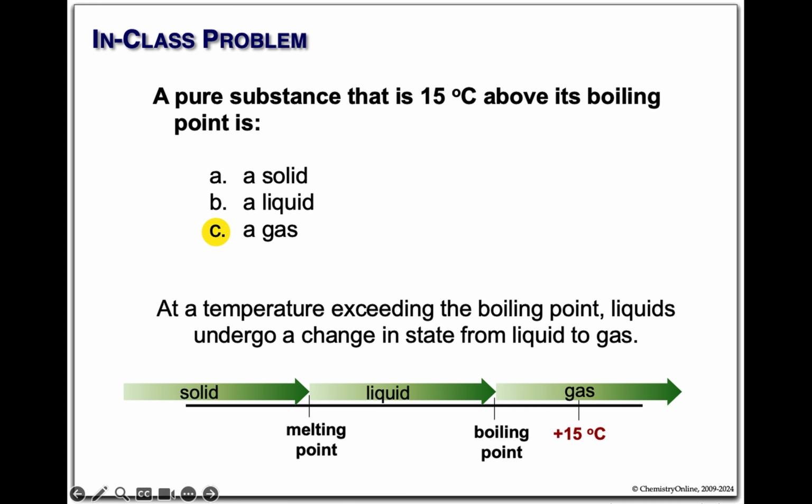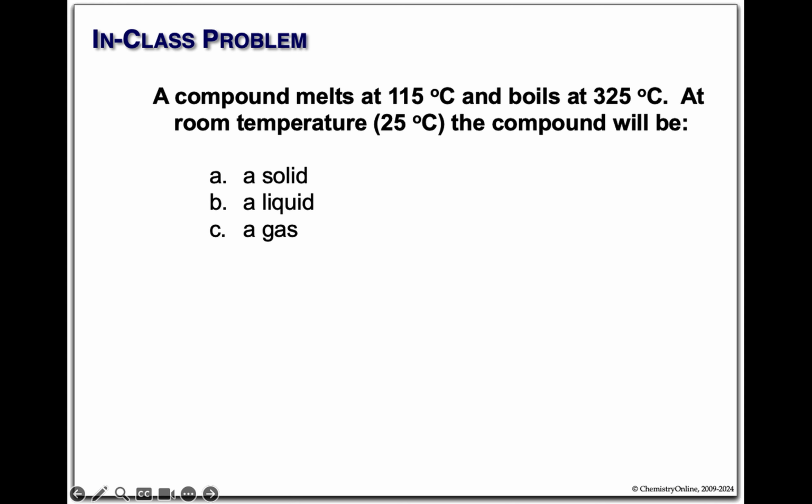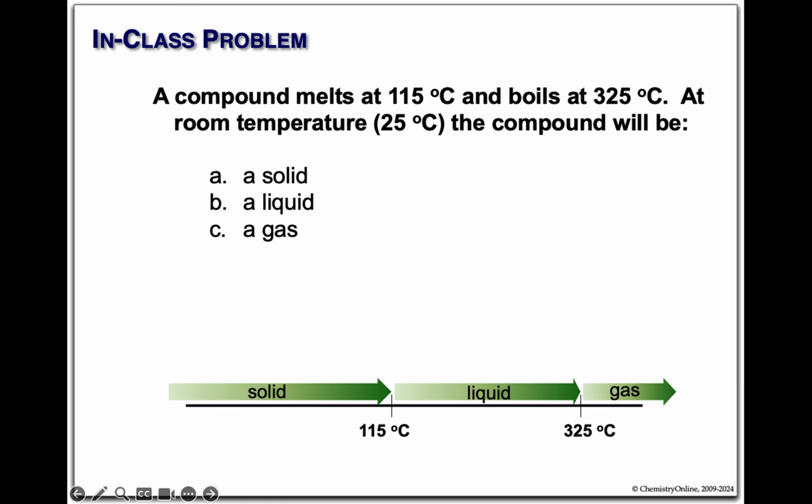Another one. Melts at 115, boils at 325. We're at room temperature, which is about 25. What is it? This is our melting point. Here's our boiling point. We're at 25 degrees. We're way down here. It's a solid.